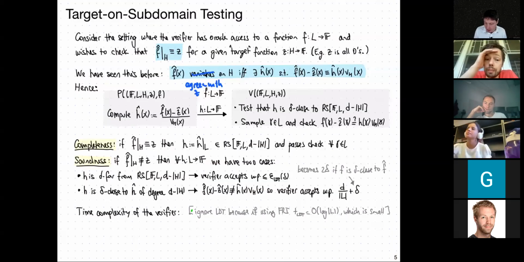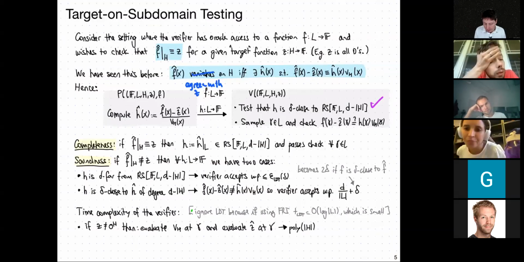So in some sense, this part is fine. It's a small verification. But let's look at the other part here. If z is not 0, then we're going to have to evaluate vH at gamma and z hat at gamma. All of this can be done in poly H, because whatever z is has size H, and so we can do it in poly H. This is, for example, when we have an explicit input over some small domain, and it's okay to pay time polynomial in the explicit input.